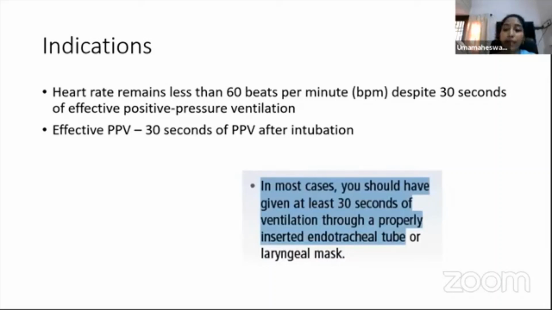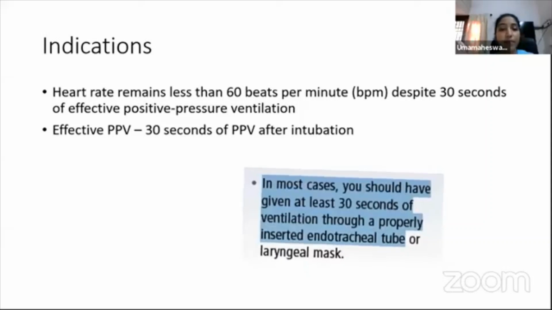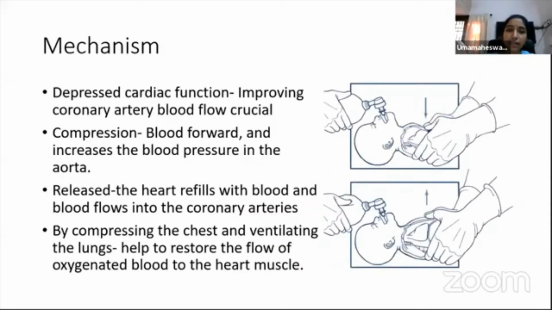This is a clip which I have put from the NRP book. In chest compression, even the chapter of intubation comes before chest compression. What it says is, in most cases, you should have given at least 30 seconds of ventilation through a properly inserted endotracheal tube. So we often do not use laryngeal mask. So 30 seconds after insertion of the endotracheal tube, if the heart rate remains less than 60, we consider chest compression.